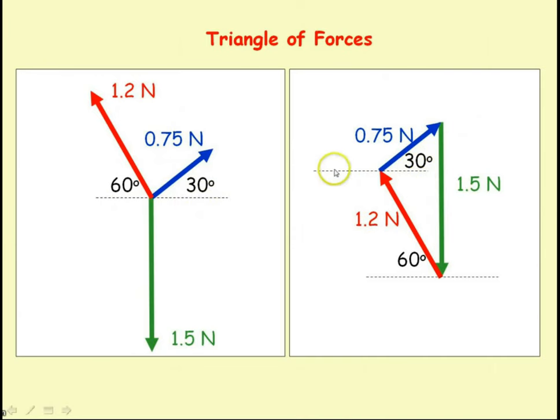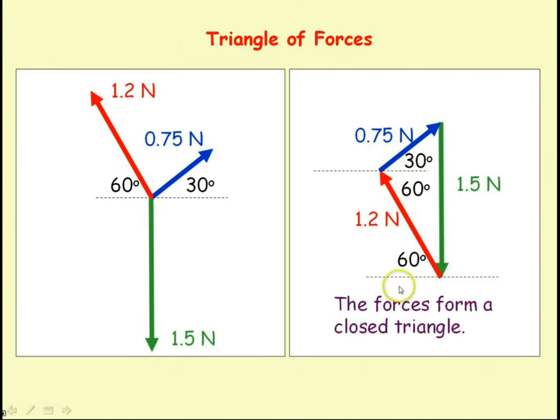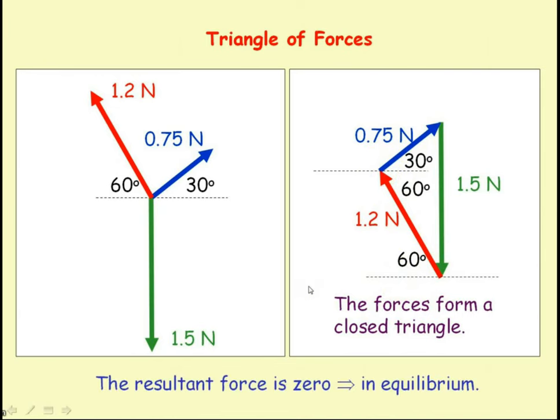And looking at the Z angles, just to complete this angle, we can use the rules of maths and Z angles. Because this angle is 60 degrees, then this angle here is also 60 degrees. So the total angle between the blue and the red forces is 90 degrees. What we can see is that these three forces are forming a closed loop, a triangle, and so we can say that the resultant force is zero and that the system is in equilibrium.